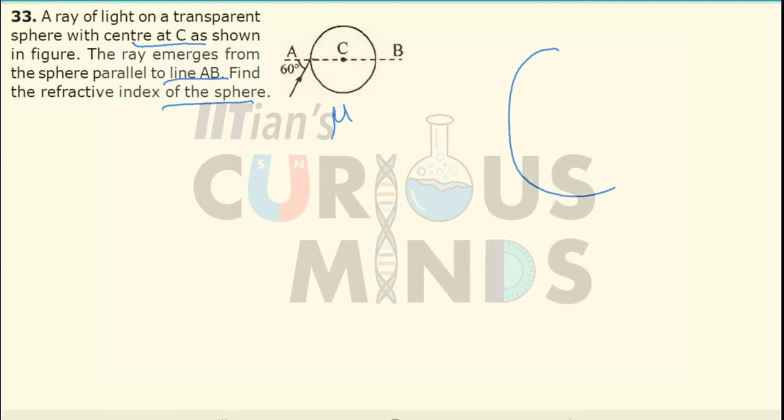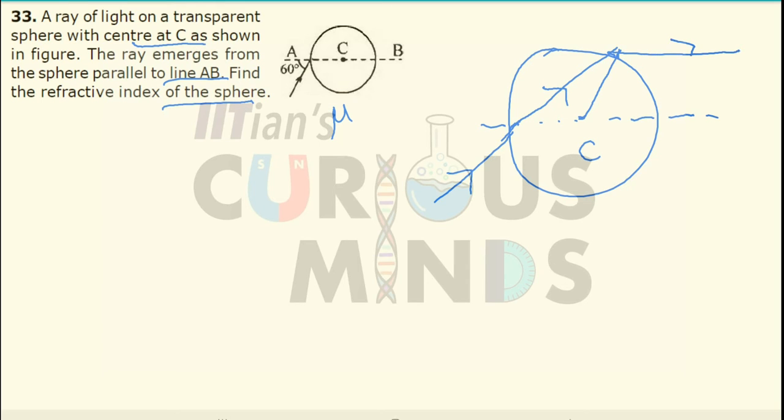I will draw the sphere again and enlarge the image over here. This line is the diameter, and the first ray is incident on this part. This is the center. After refraction, it moves along this direction, and after the second refraction, it moves parallel.